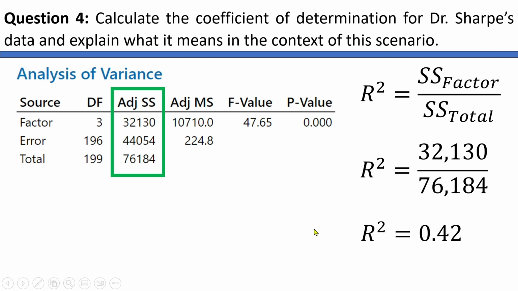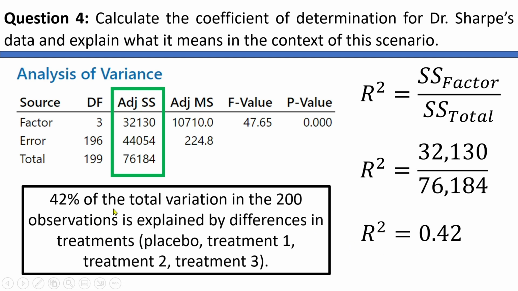So what does that mean? That means that 42% of the total variation in the 200 observations is explained by differences in treatments: placebo, treatment 1, treatment 2, treatment 3. And that, by the way, is a very large proportion of the total variation. And that sort of is consistent with the fact that we have a large F statistic and a very small p-value.